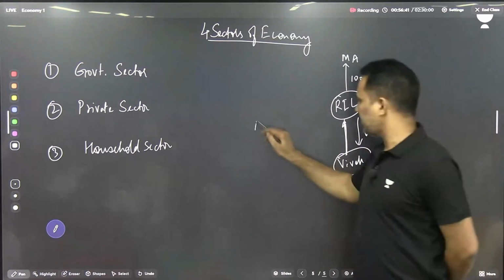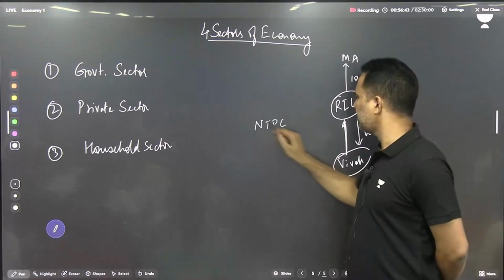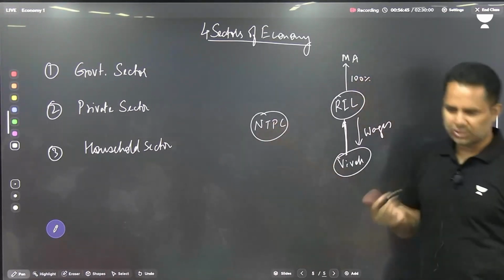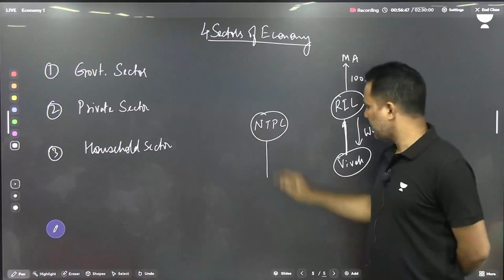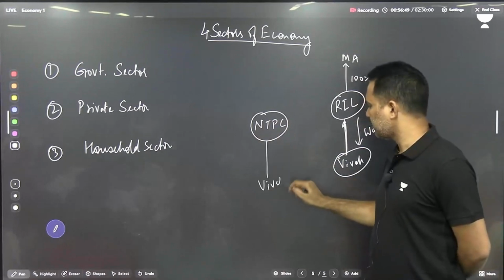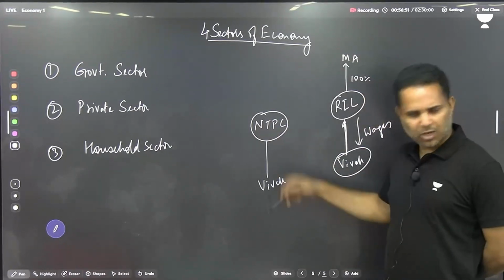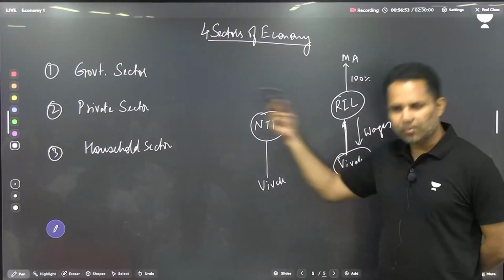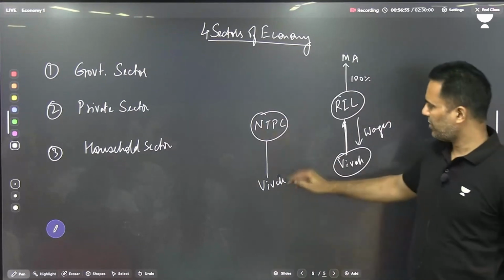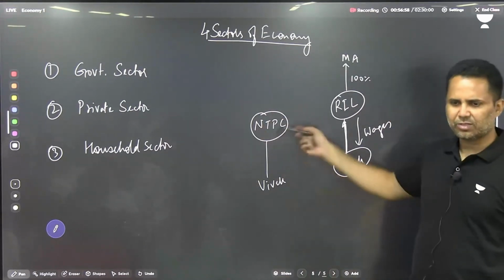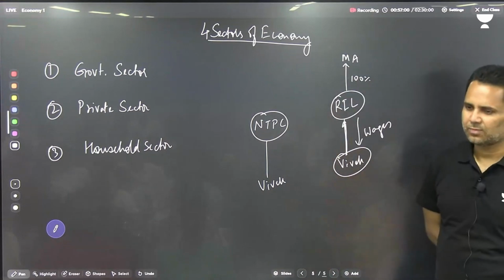For example, NTPC. NTPC belongs to which sector? Government sector, because it is owned by the government of India. Now, let's say Vivek works in NTPC. So Vivek belongs to which sector? Household sector. NTPC belongs to the government sector. But both Vivek and NTPC are joined by a relationship. Vivek works at NTPC. Okay?